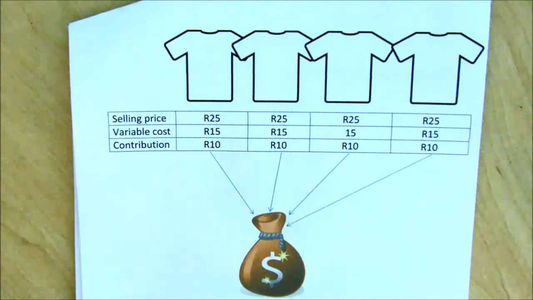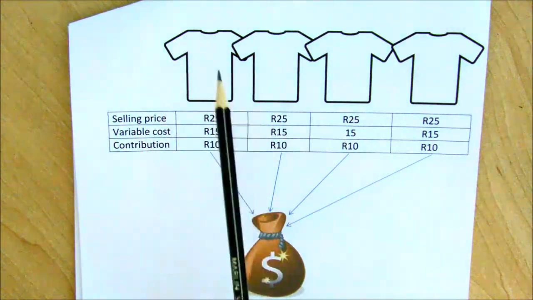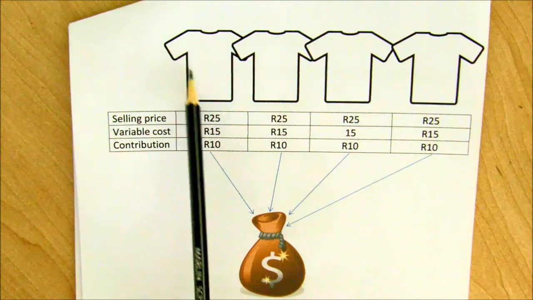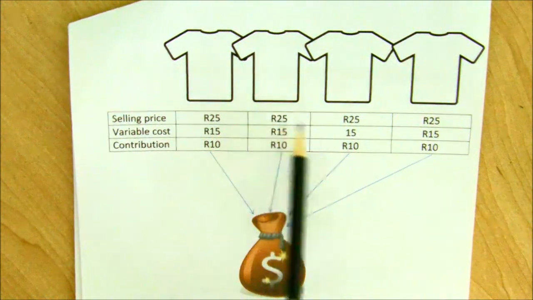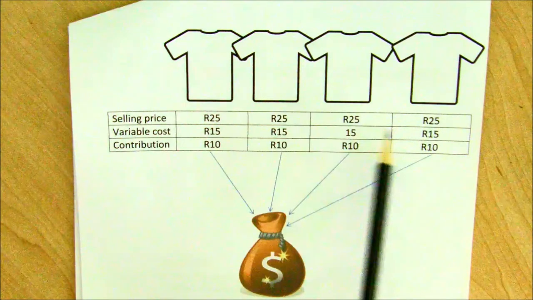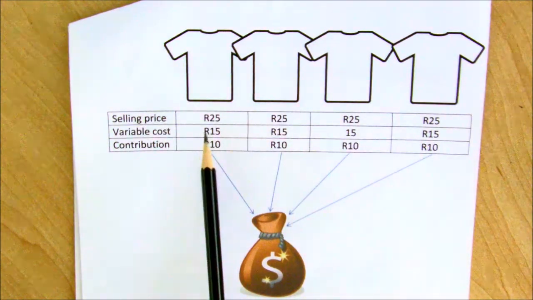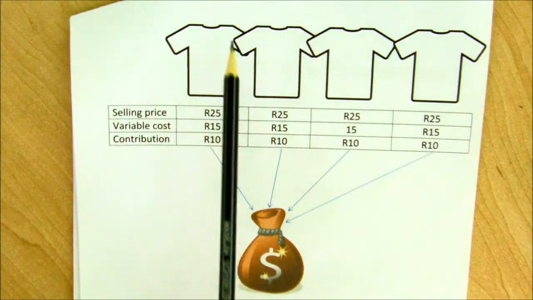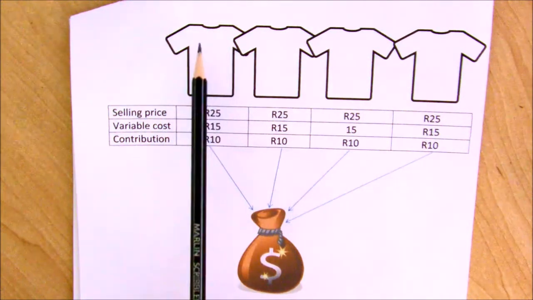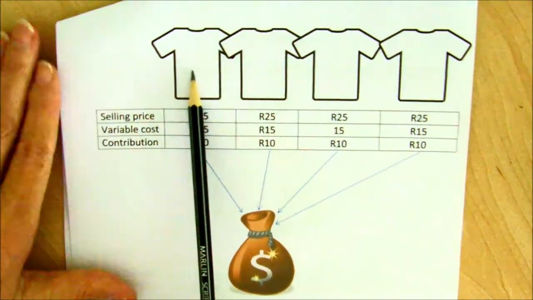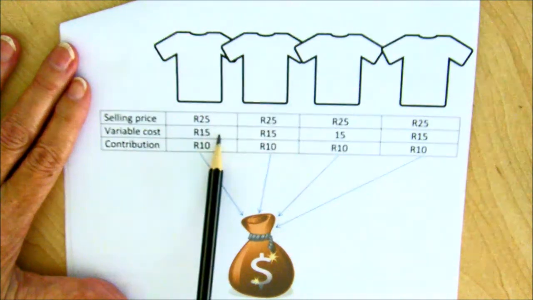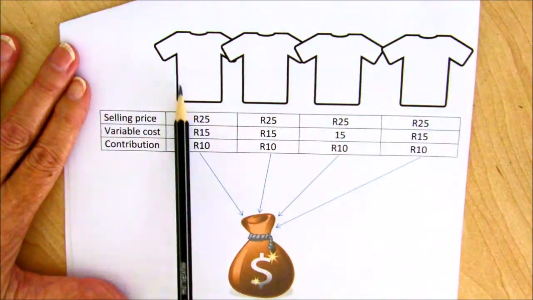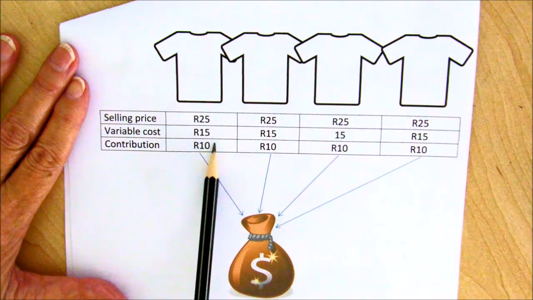So let's just take a simple example as I use the t-shirts. Now let's say I'm making t-shirts and I sell each t-shirt for 25 Rand. So the selling price is exactly the same. My variable cost, now the variable cost would be the material, the labor, the commission, and the delivery costs of those things, comes to 15 Rand. So therefore, out of that t-shirt, after I've paid the variable costs, I've got 10 Rand left over.